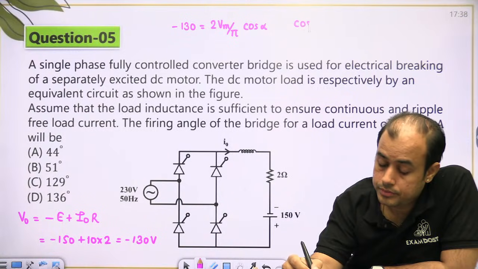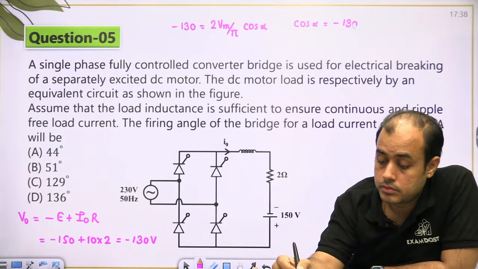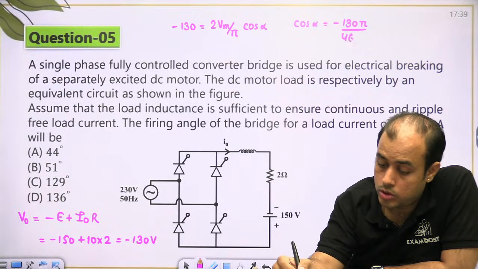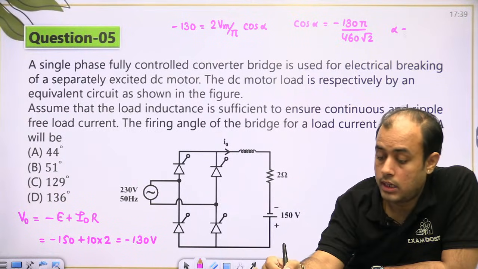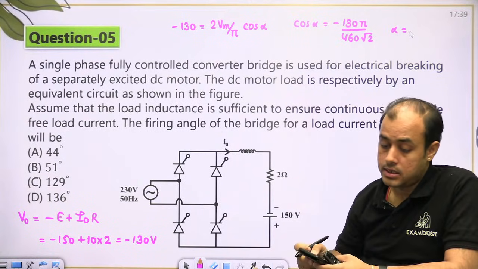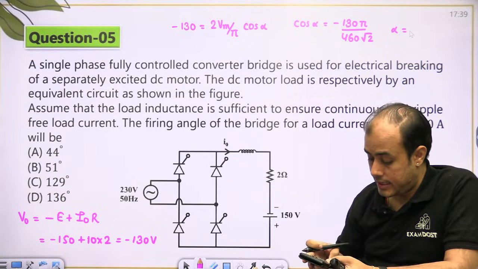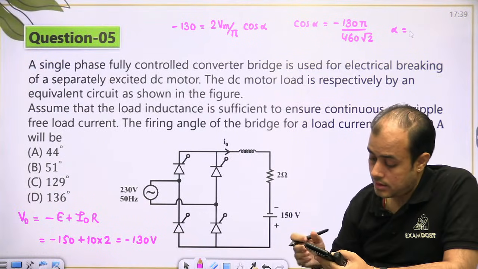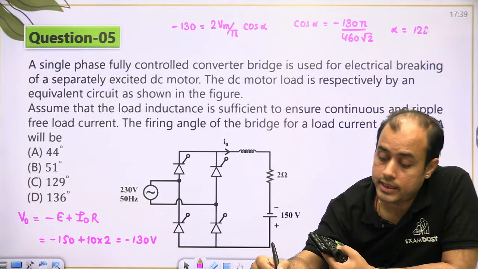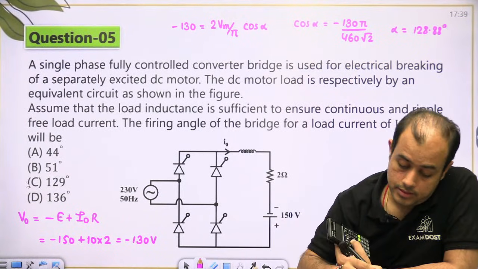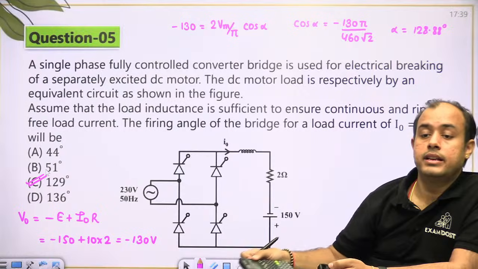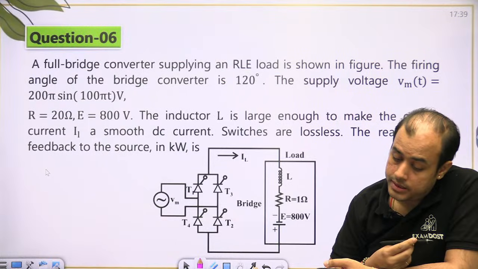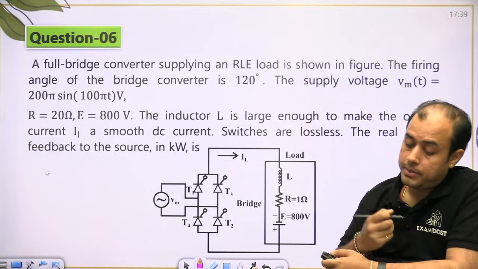So now 2 Vm, Vm is 460 root 2. So alpha, how much is alpha coming? Definitely it has to be greater than 90, because here the rectifier is acting as an inverter. It is 128.88. 129 degree. Full bridge converter is supplying RLE load. Vm is given. Real power fed back to the source.